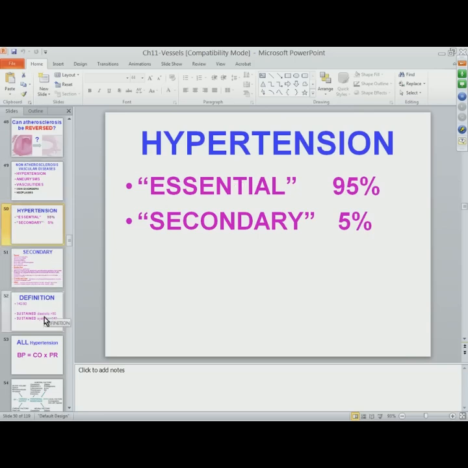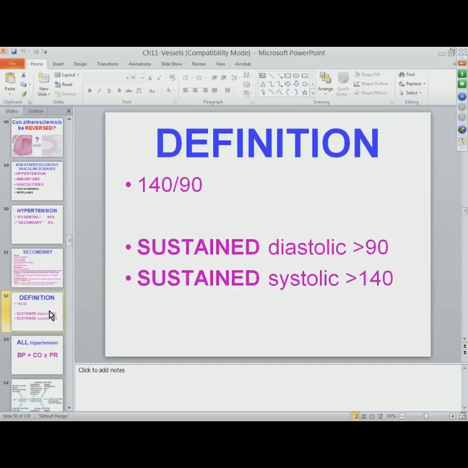And here's the definition. Very simple. Any sustained systolic blood pressure over 140, or any sustained diastolic pressure over 90, is hypertension. Not too long ago, everybody felt that the sustained diastolic was much, much more important to treat than, technically, fluctuations in the systolic. I'm not too sure if they think that way anymore.